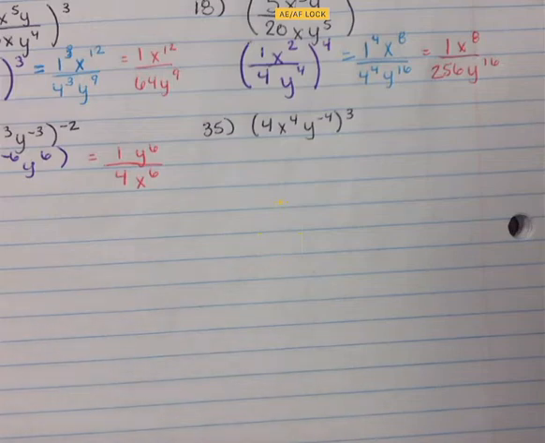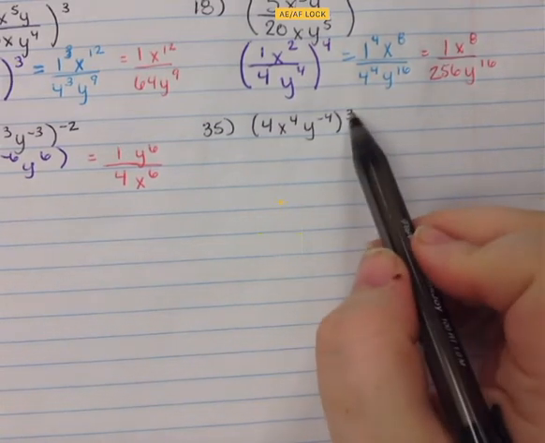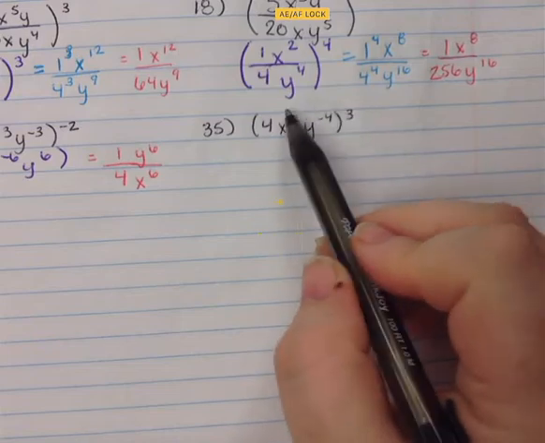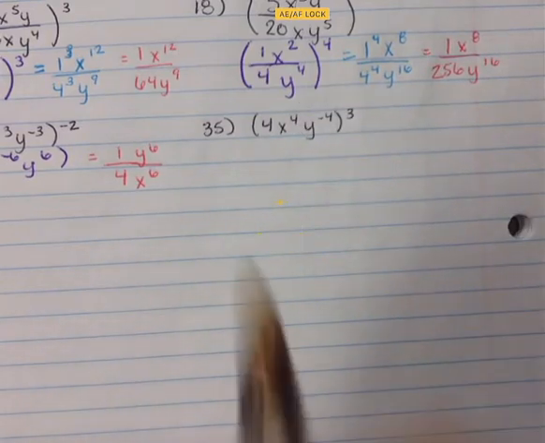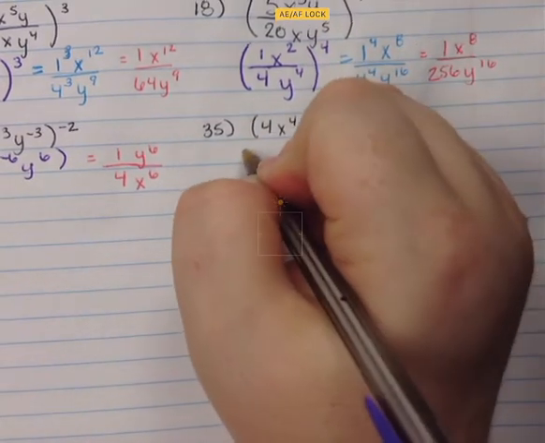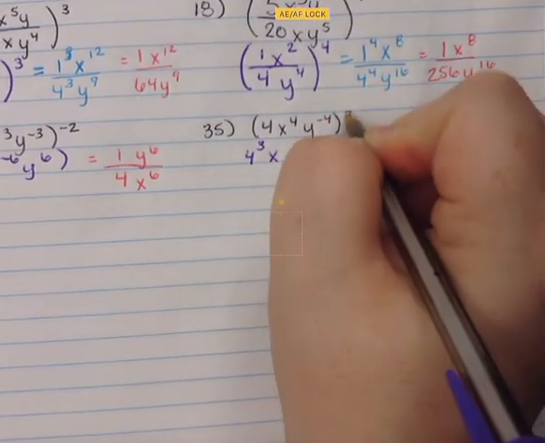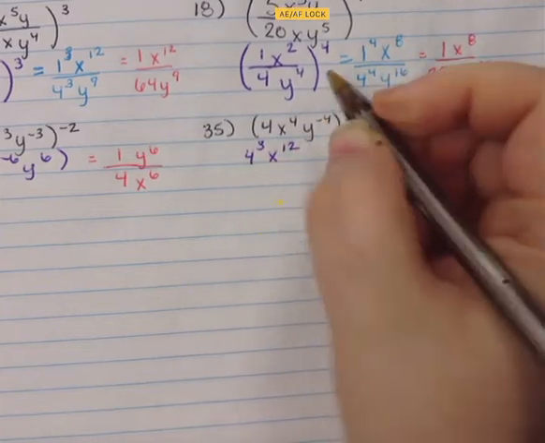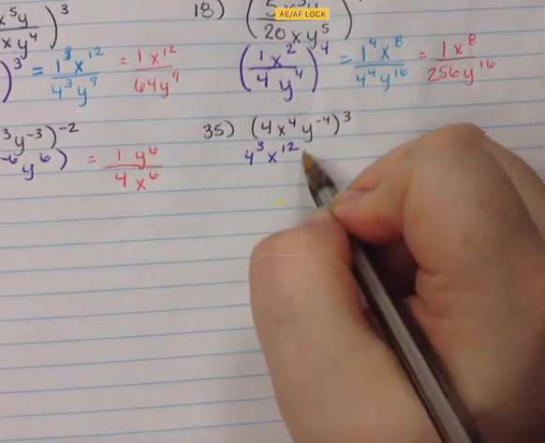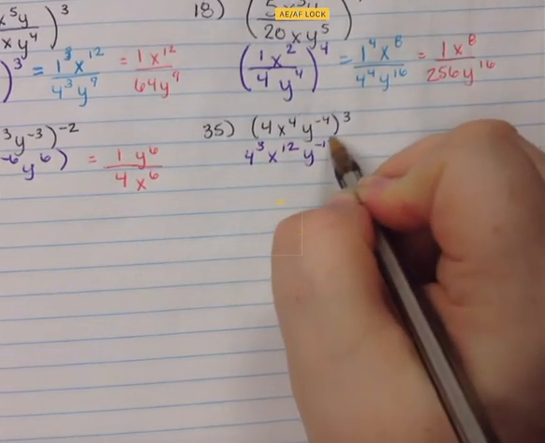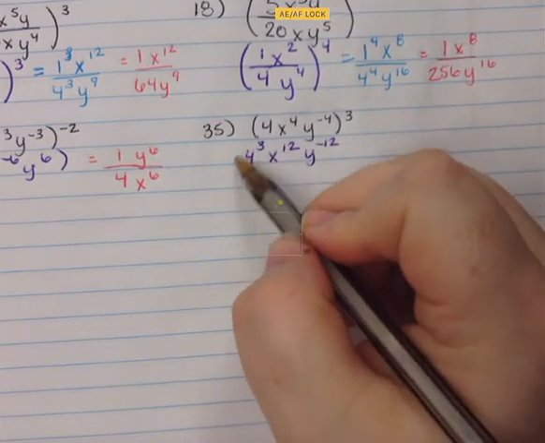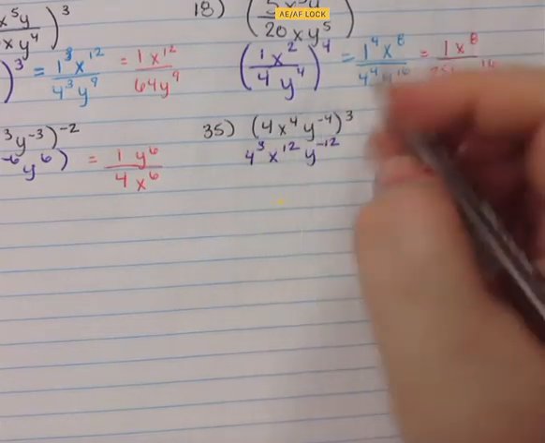To do this problem, we do have to distribute the exponent of 3 to each of them. So we have the base of 4 raised to the power of 3, the base of x raised to the power of 12, because we multiply them, then the base of y raised to the power of negative 12. 4 cubed does need to simplify. 4 cubed is equal to 64.